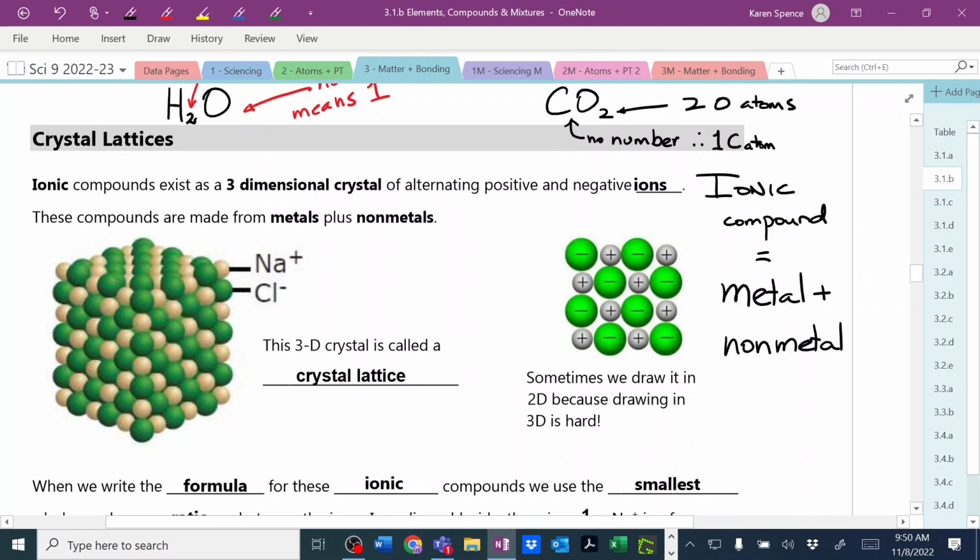Yes. Yeah, usually. We'll get more into that a little bit later. The question was, how do you know which element to write first? We generally go from left to right in the periodic table. So carbon is to the left of oxygen, so it's CO2. There are exceptions to that, but they're kind of rare, so that's in general how it goes, okay?